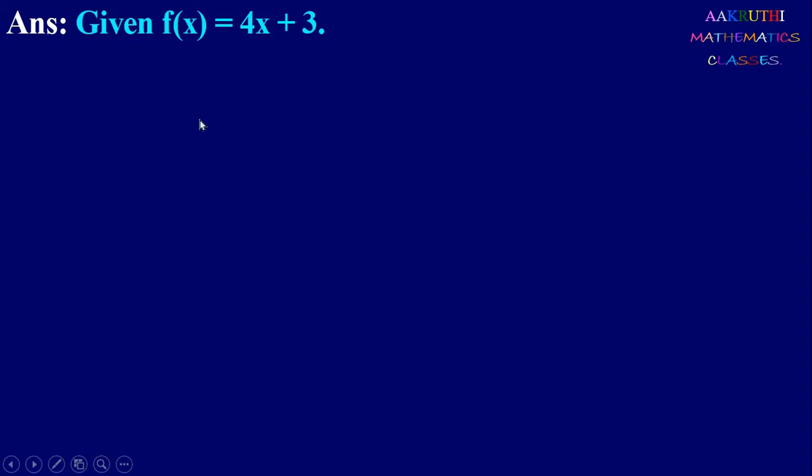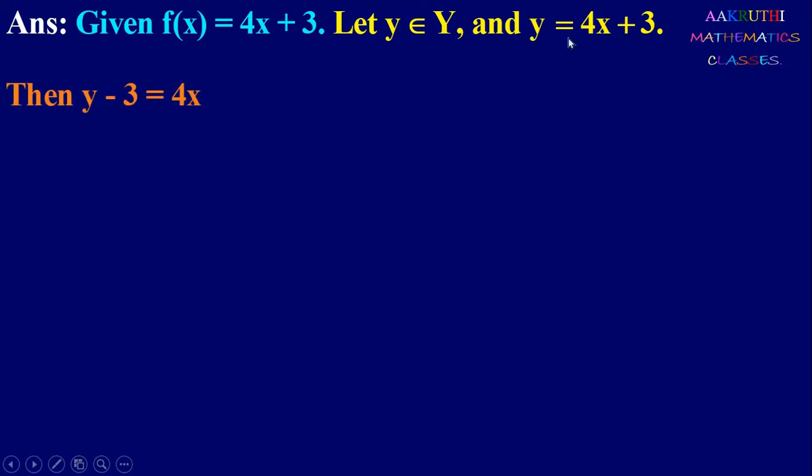Here it is given f of x is 4x plus 3. We take y belonging to Y and y equal to f of x, that is y equals 4x plus 3. Here we have to solve for x, so taking 3 to this side, we get y minus 3 equals 4x. Therefore x equals y minus 3 divided by 4, and we take it as g of y. So here g of y is y minus 3 divided by 4.